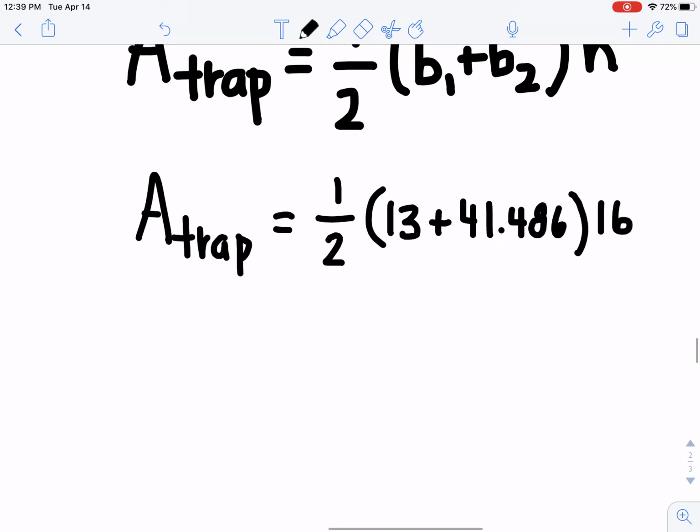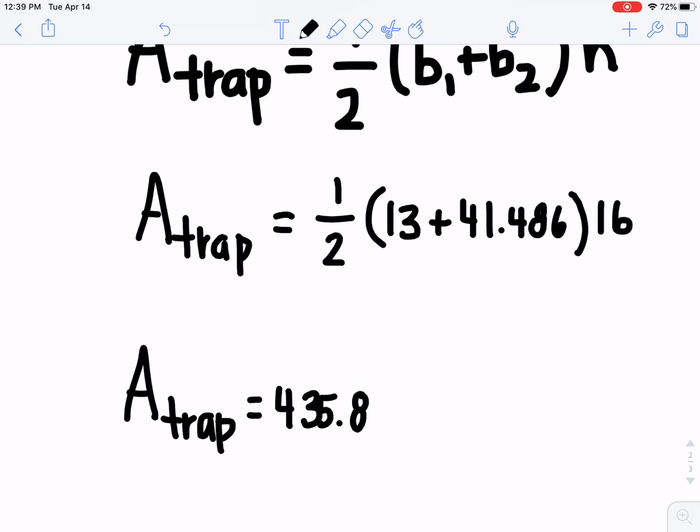Finally, when we put that in our calculator, we get that the area of this trapezoid is going to equal 435.888 meters squared.